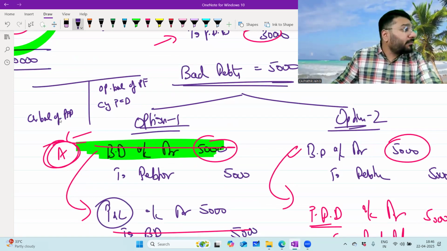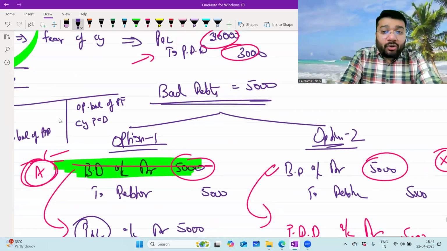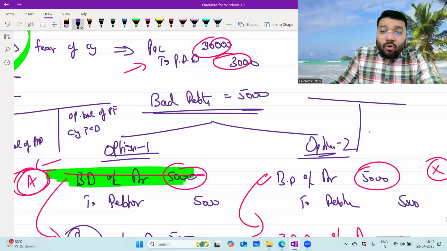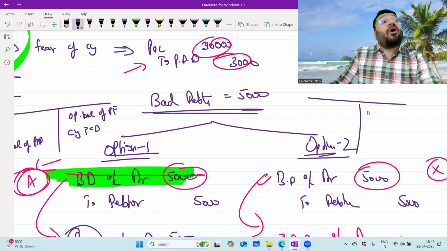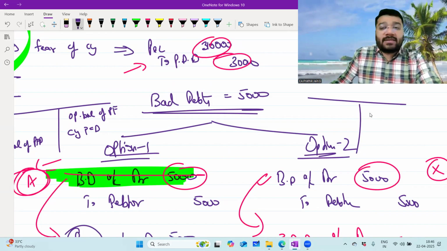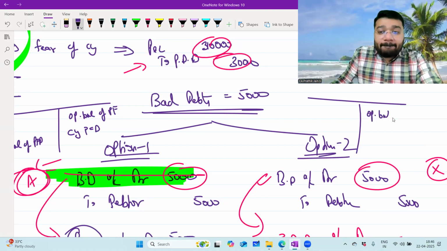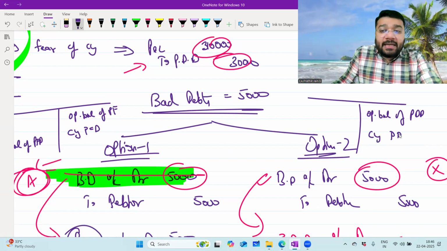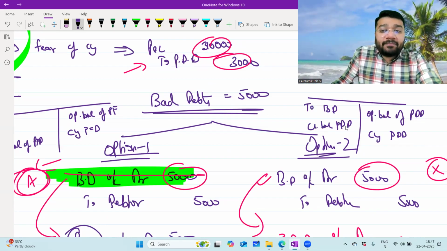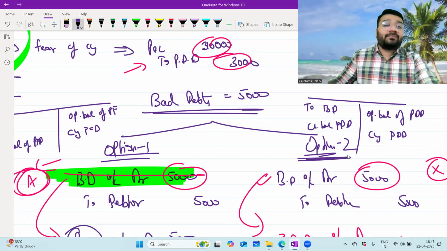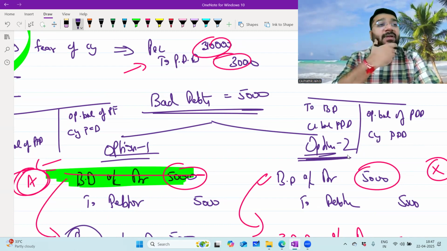Any problem? If I'm going under option 2, what will come? The opening balance of PDD, because PDD means provision for doubtful debts. Then the current year PDD, then transfer to bad debts, and then the closing balance of PDD. Four items will come under option 2.